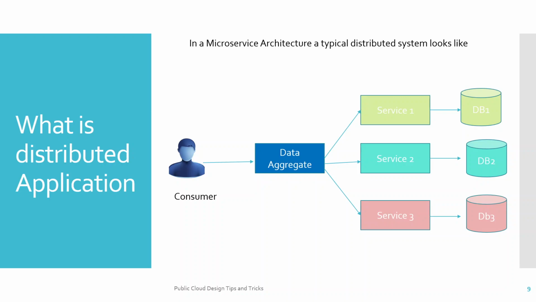Now let's discuss something on the typical microservice distributed architecture where different services actually operate in different heterogeneous systems. Service 1 talks to DB1, service 2 talks to DB2, service 3 talks to DB3, and there is an aggregator service used by the consumer, and that is responsible to fetch information from service 1, 2, 3. So that is how a typical microservice and distributed architecture looks like.